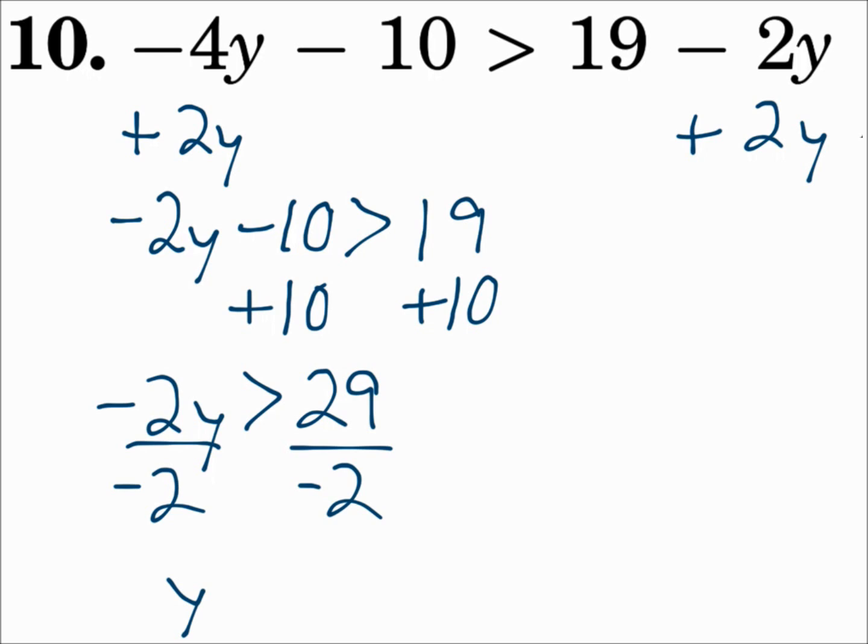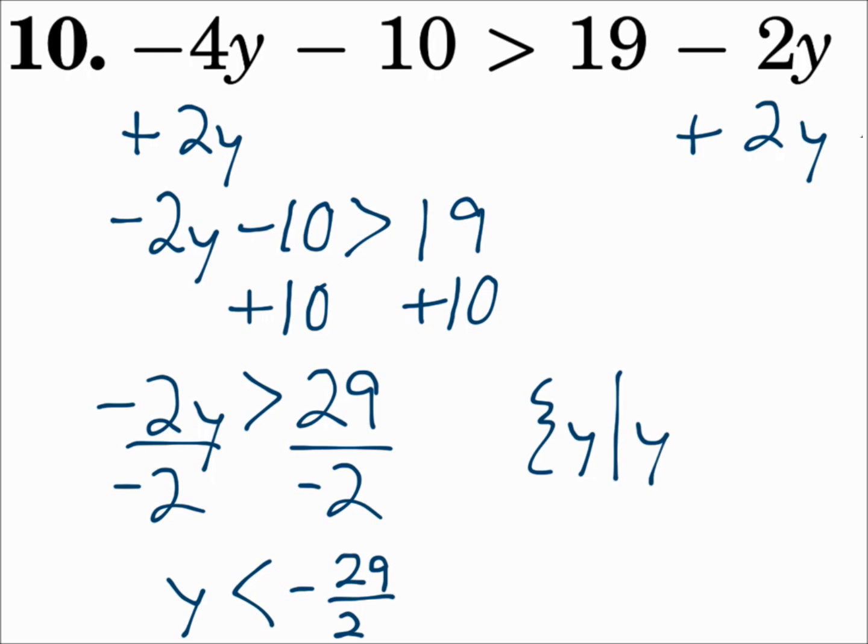The negative 2's cancel on the left, and since we divided by a negative, we have to flip that sign around. Greater than becomes less than. And 29 divided by negative 2 is negative 29 halves. Put the negative out in front of the fraction. Don't leave it in the denominator. A positive divided by a negative is a negative.